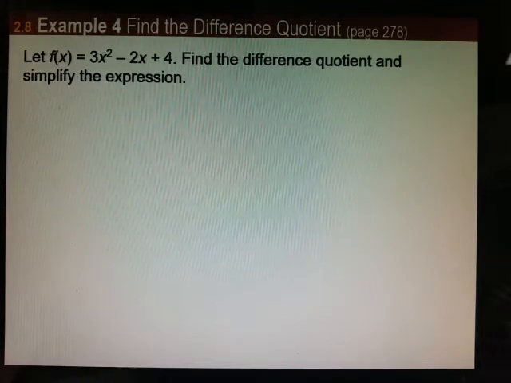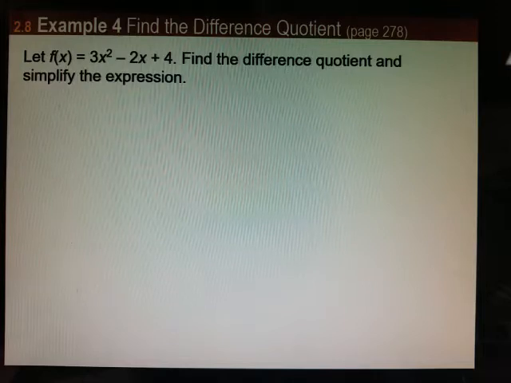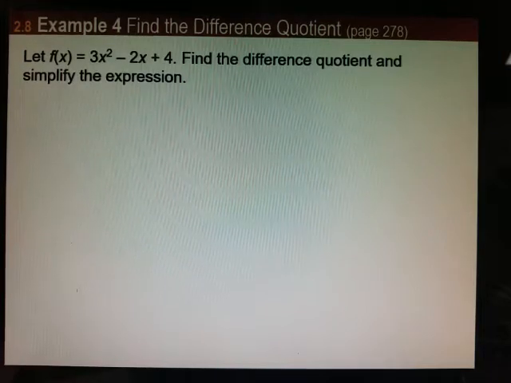All right, this is a brand new concept to everybody in both classes, whether you came from honors or regular. The difference quotient is a pretty difficult concept for students. This will be on your open response test, so it's very important. It's also on the final exam, so please make sure you come back and practice this one.